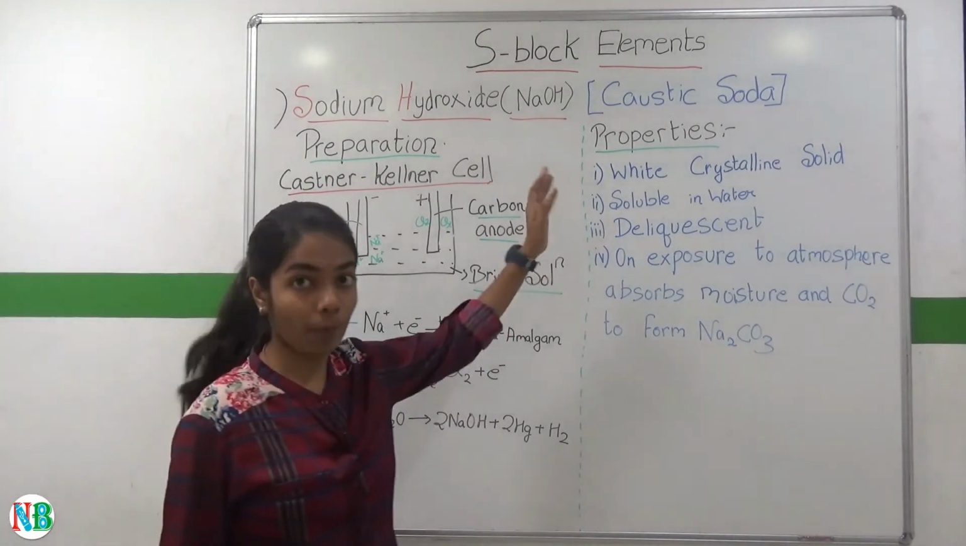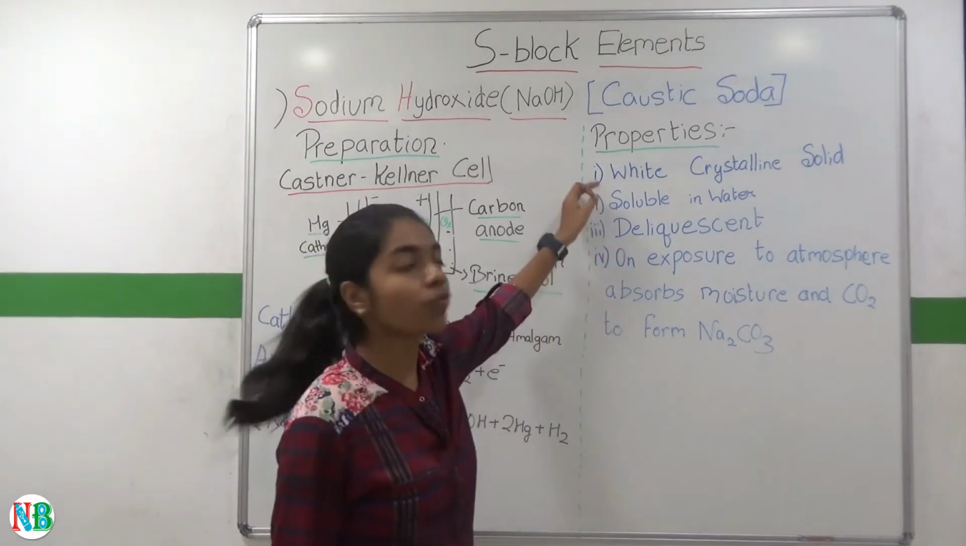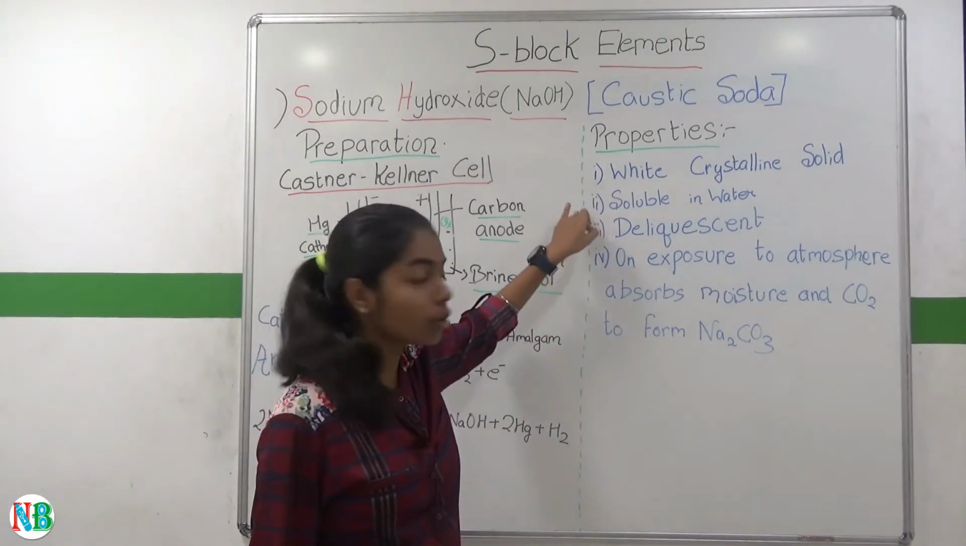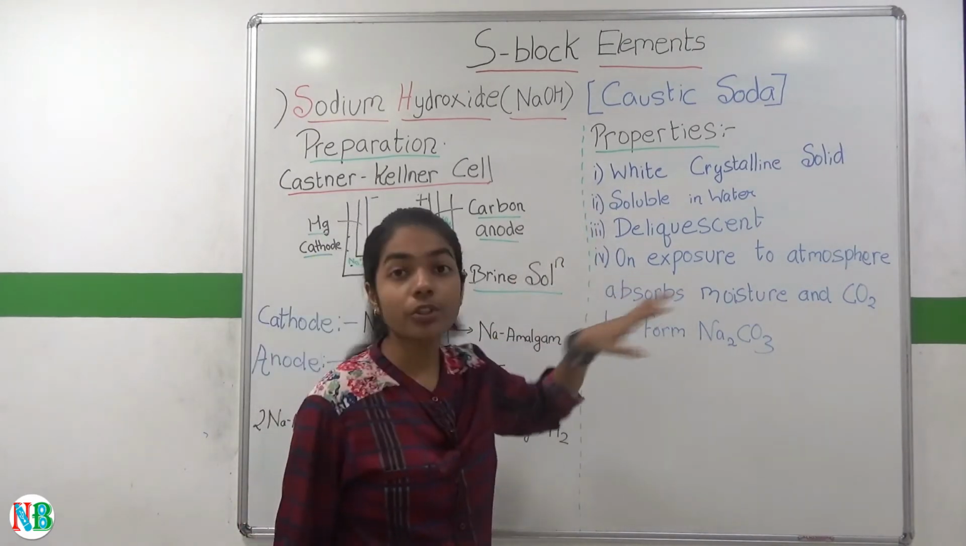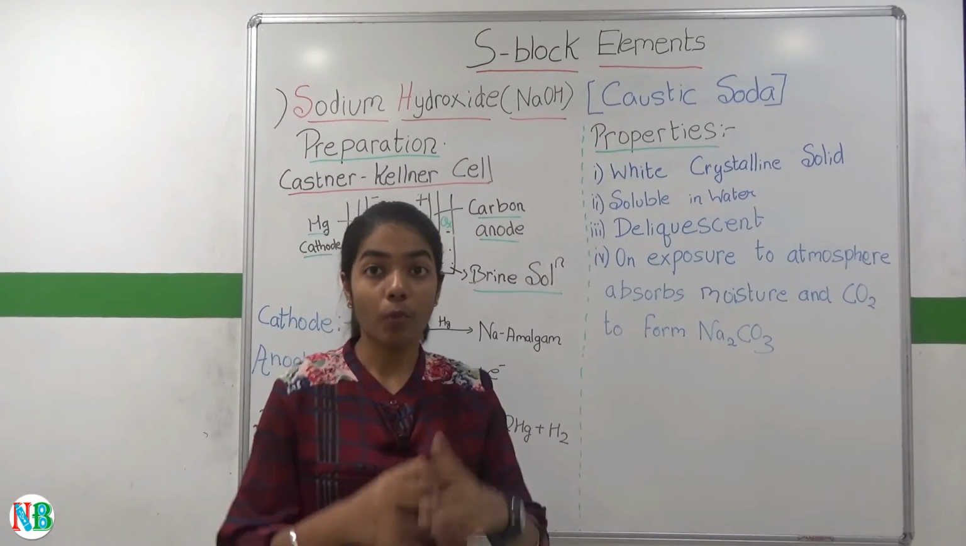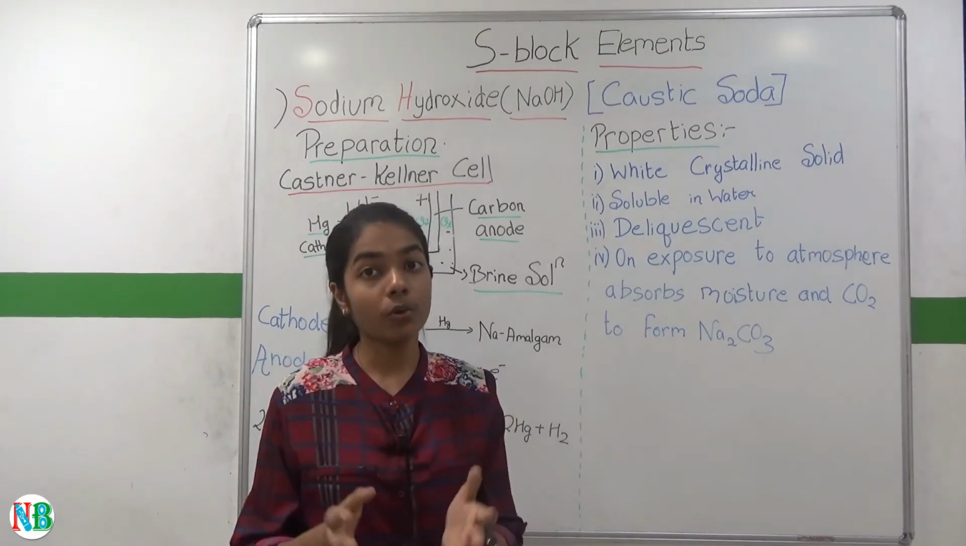Now we'll look into some properties of caustic soda. It is white crystalline solid, it is highly soluble in water, it is deliquescent in nature, and on exposure to atmosphere, it absorbs moisture and CO2 to form Na2CO3.